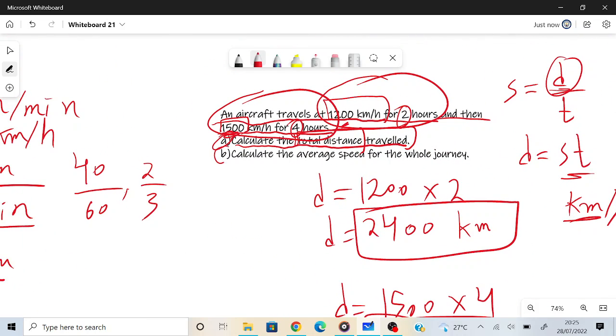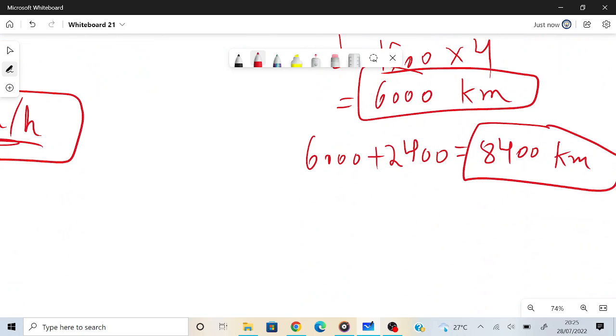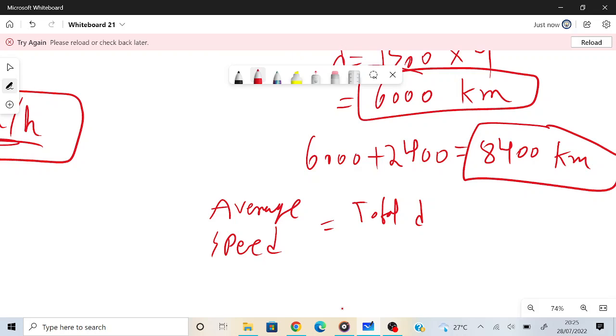On to part B, it says calculate the average speed for the whole journey. As stated earlier, average speed is total distance, total d, over total t.